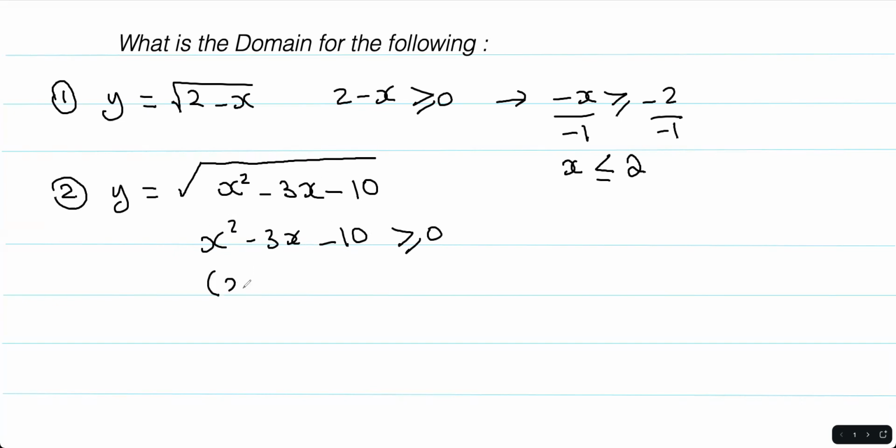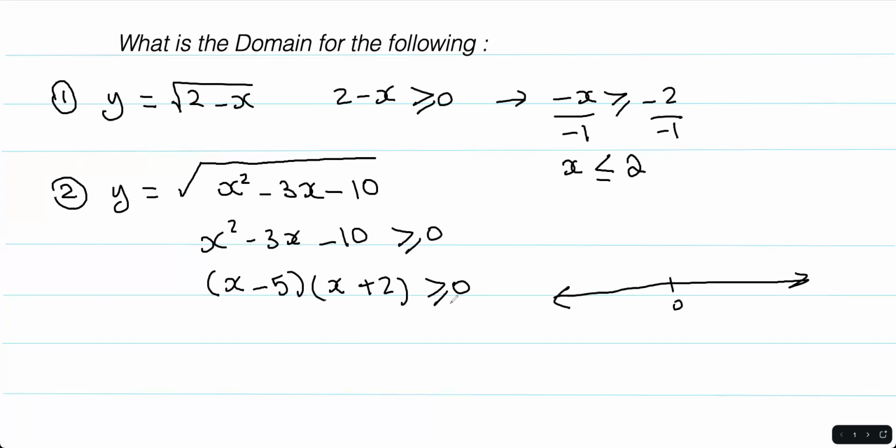So basically it's saying whatever is underneath here cannot be negative. Let's factor this. This factors into x minus 5, x plus 2, and that has to be greater than or equal to 0. Now, it's better to do a number line right here. My zeros here are x equals negative 2 and x equals 5, so that's right here. Now I'm going to take a number in each interval and test it in this equation right here.